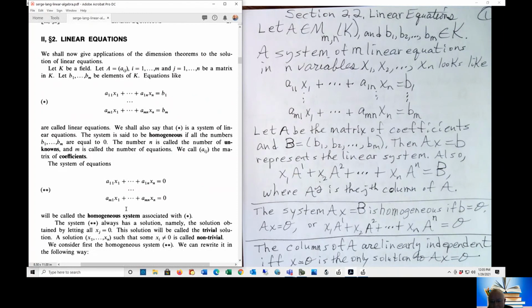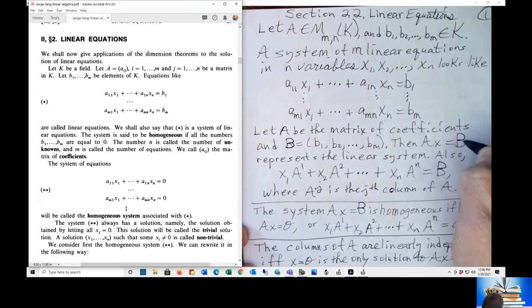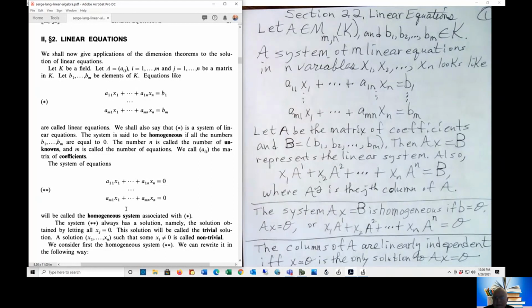But we like to write these in a shorthand notation. So let A be the matrix of coefficients, and let capital B be the m-vector, lowercase b1, b2 through b sub m. Then in shorthand, we always know we can represent it as AX equals B, I meant to say capital B there, all right, represents the linear system.